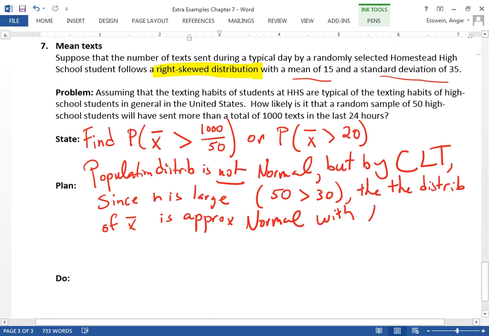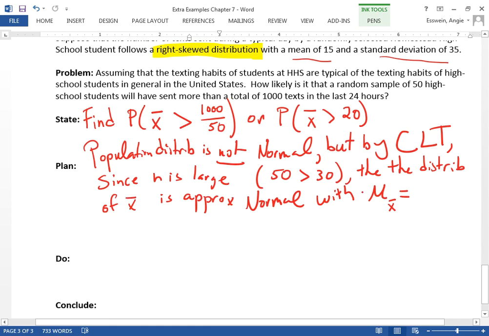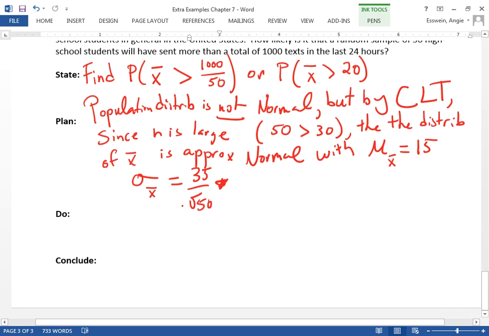With the mean, mu sub x bar, what is the mean of the sampling distribution equal to? It's still the same as the population. Yep, 15. And the standard deviation of the sampling distribution, is it the same or is it smaller? Is it the same as the population standard deviation of 35? No, it's smaller by the square root of the sample size. So whatever that is.